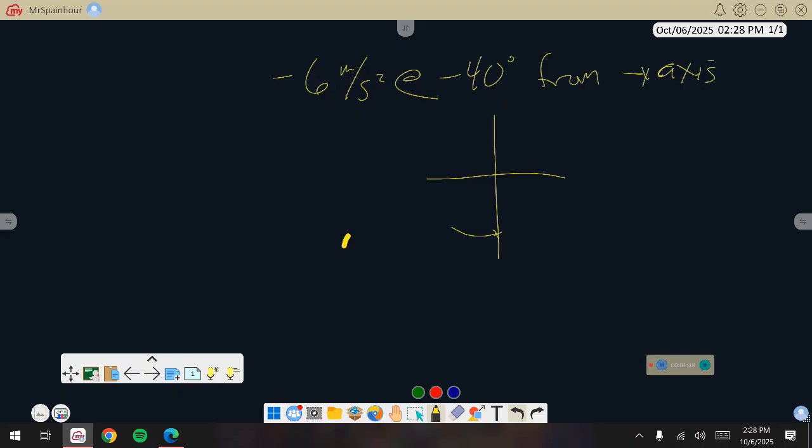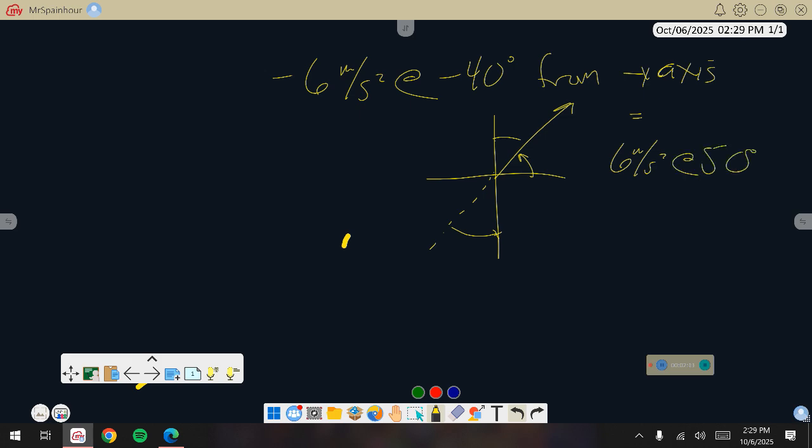If this was just positive, we would be done. Since it says a negative up there, we flip it the opposite of that angle. So this is the picture that you should draw. And the standard angle, if that's 40, then that's 40, and the standard angle measures down here. So this would be 6 meters per second squared at 50 degrees.